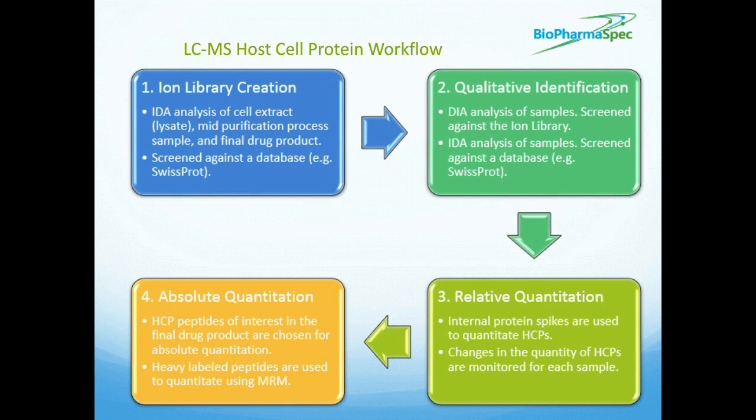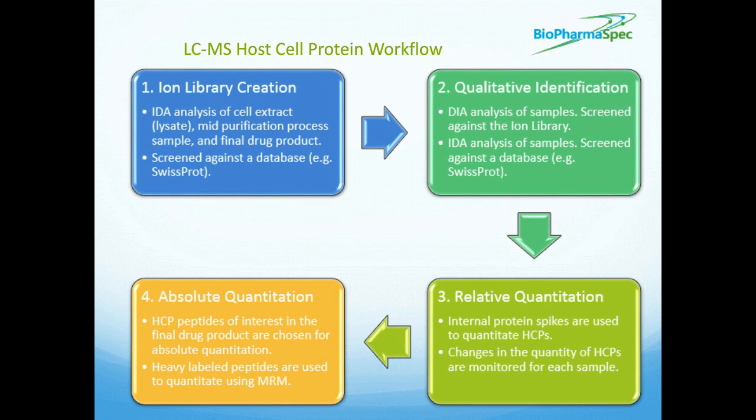So we use a highly sensitive instrument combined with data-independent acquisition to screen mid-process samples and final drug product samples against our original ion lysate library. I should say the original library is screened against a database. Typically, a SwissProt database is used. This is a high-quality, annotated, and non-redundant protein sequence database that we download, and it'll be specific to the species used to create your drug product.